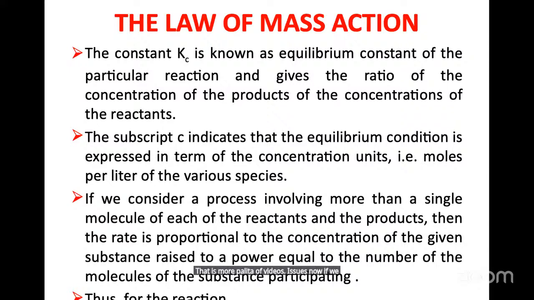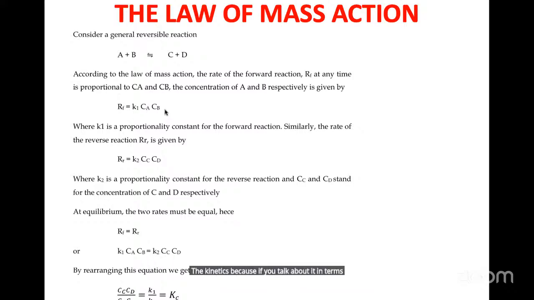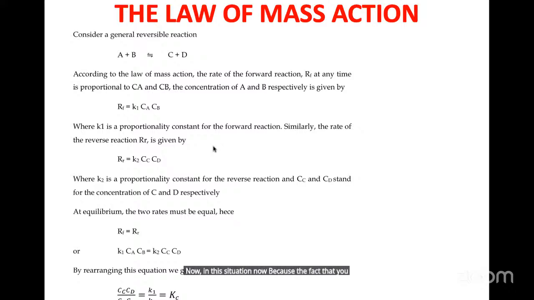Now, if we consider a process involving more than a single molecule of each of the reactants and the products, then the rate is proportional to the concentration of the given substance raised to a power equal to the number of moles of the substance. This is the way I like to start. That is the reason why we don't talk about this in terms of the kinetics. Coming from chemical kinetics, we're using the law of mass action, and that is why the rate is proportional to the concentration of the reactant. When you want to introduce the constant of proportionality, you put your equality sign, then you have your constant of proportionality. Because you're dealing with equilibrium, you are assuming that it's an elementary reaction.